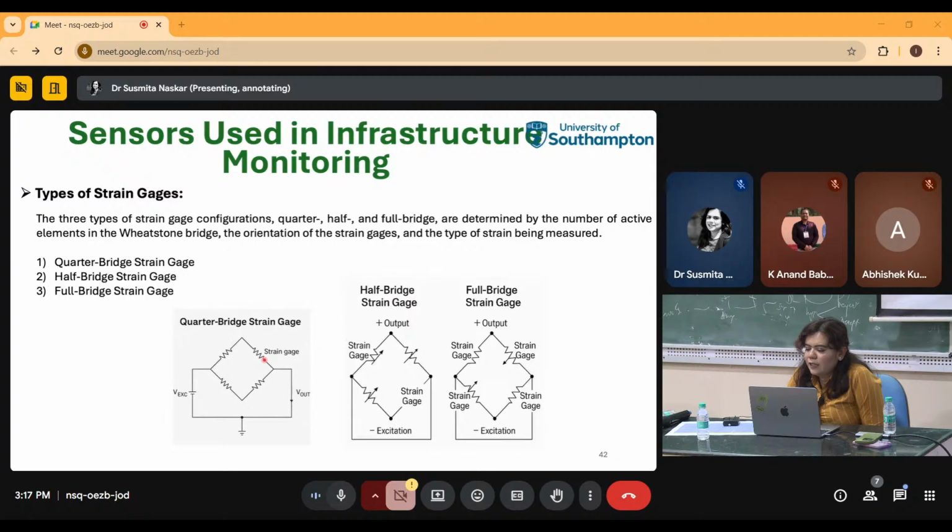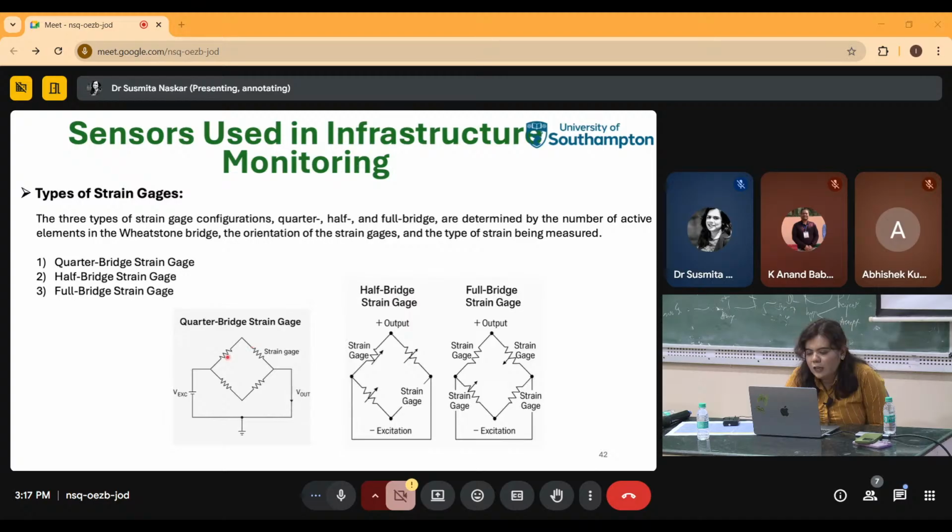The first one is called a quarter bridge strain gauge. Only one active strain gauge is used, with 3 fixed resistors. So 1, 2, 3. There is only one strain gauge here, and it's the simplest and most common type of sensor we generally use. It's very good for basic strain measurement, but less sensitive because we have only one strain gauge here.